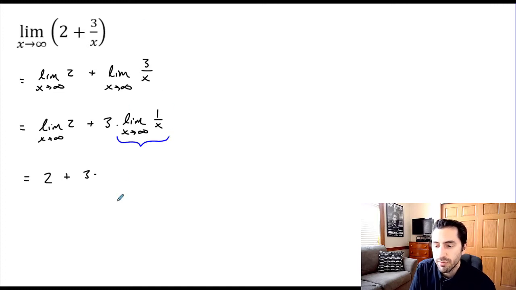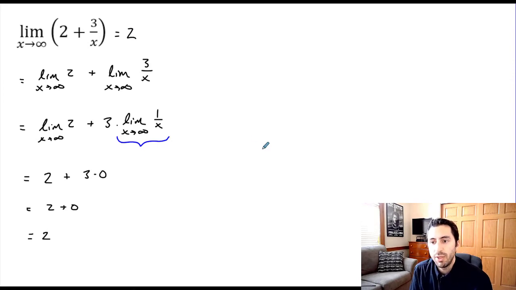So the limit as x approaches infinity of 1 over x, again, if you imagine plugging in bigger and bigger and bigger numbers into x, that's going to get closer and closer to 0. So we end up with 3 times 0. So then we have 2 plus 0, so our final answer, our limit, is equal to 2. So using some limit properties, we were able to expand this out and then evaluate it.